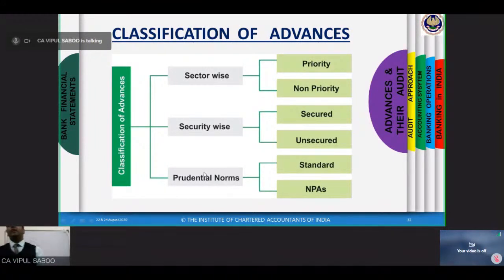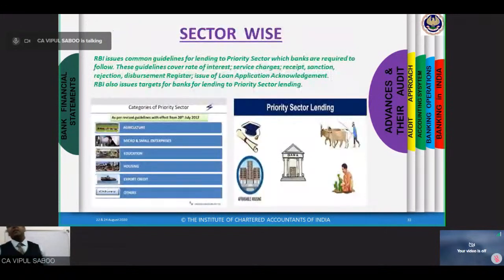Priority sector wise, we have priority sector advances and non-priority sector advances. Security wise, we have secured advances and unsecured advances. Then, prudential norms wise, we have standard assets and NPAs. And these NPAs are a big thing for us. Let us move ahead.